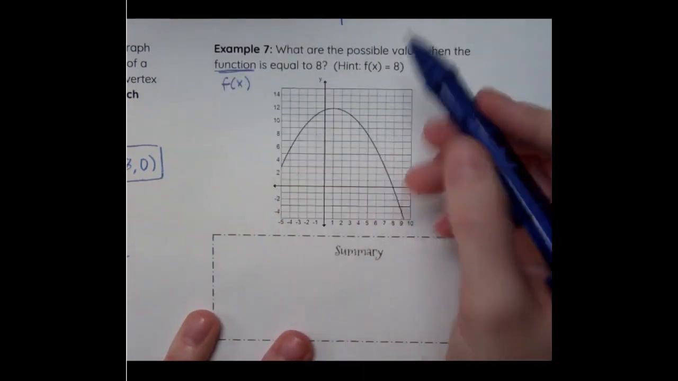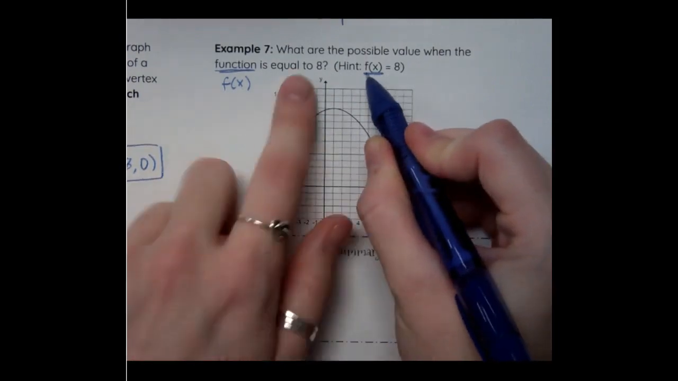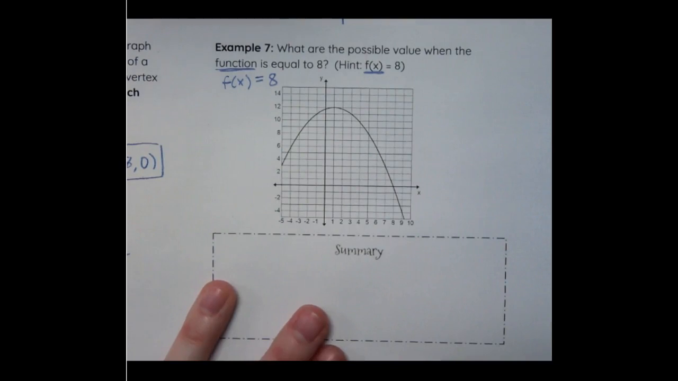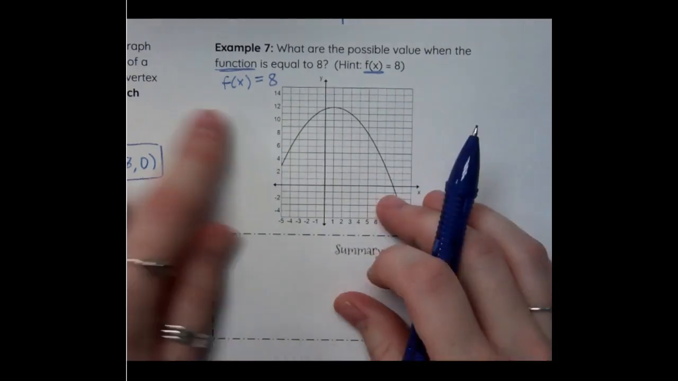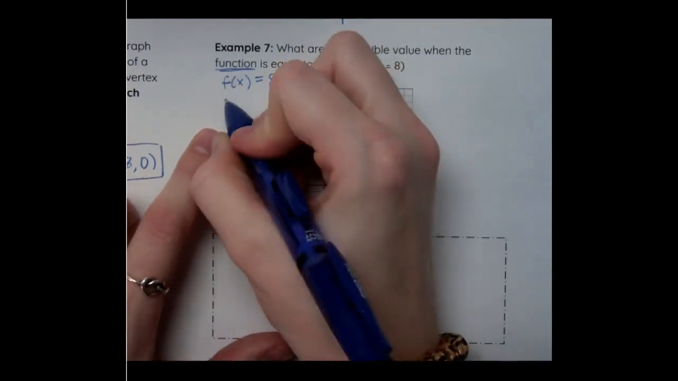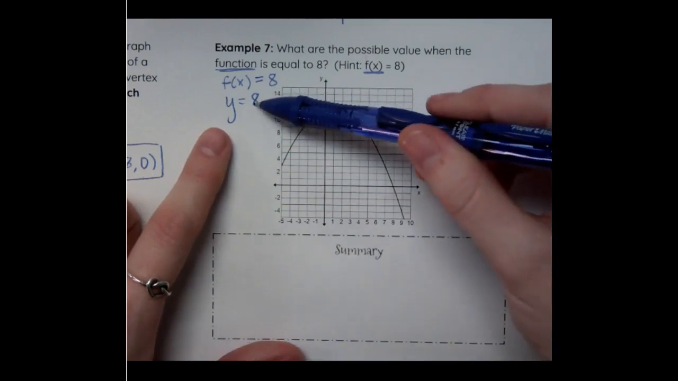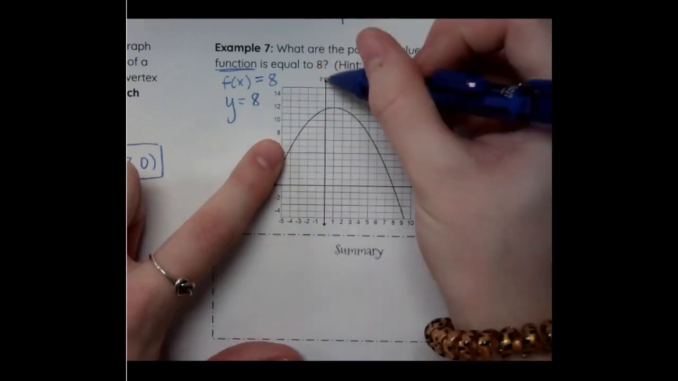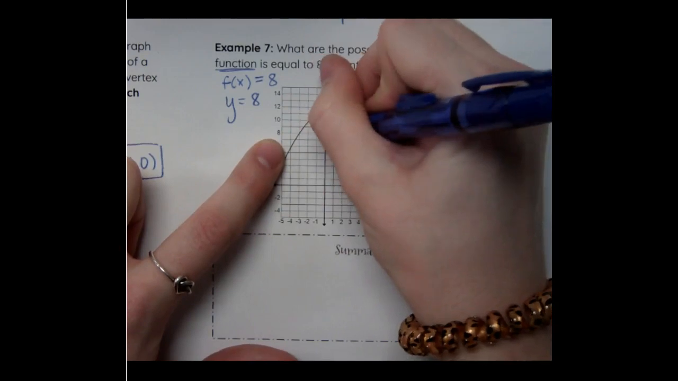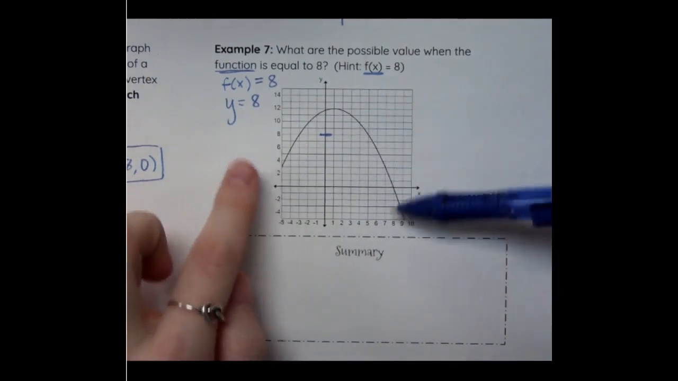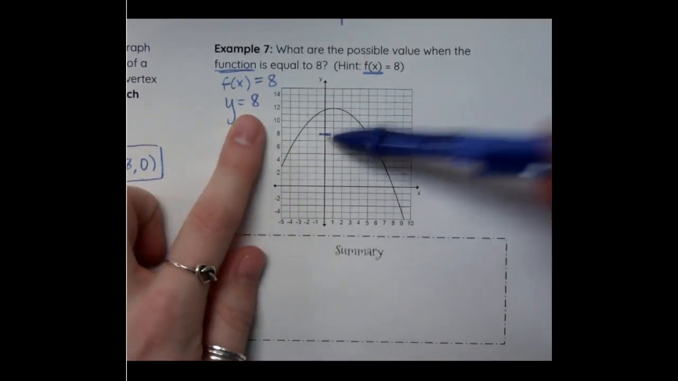That means function. Over here it says function equals 8. That's true. The function is equal to 8. Well, what do we know that f of x also stands for? It stands for y. So that means y equals 8. So I am just going to look on my graph to see where 8 is. So here's my y-axis. This is where 8 is at. And it wants me to find the possible values on our graph when y is equal to 8.